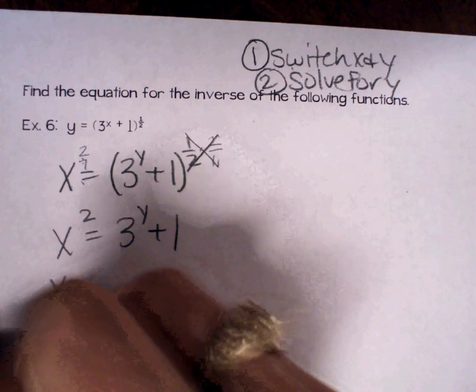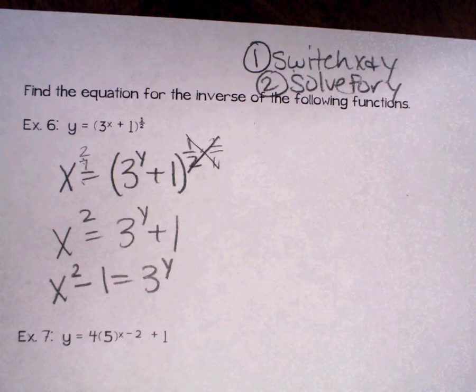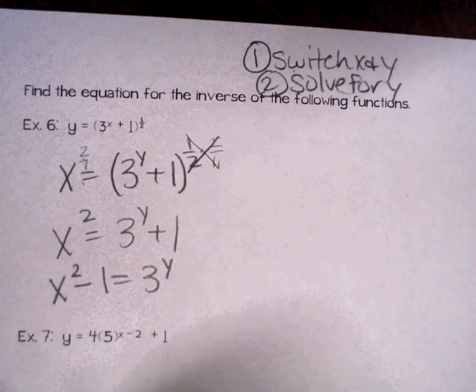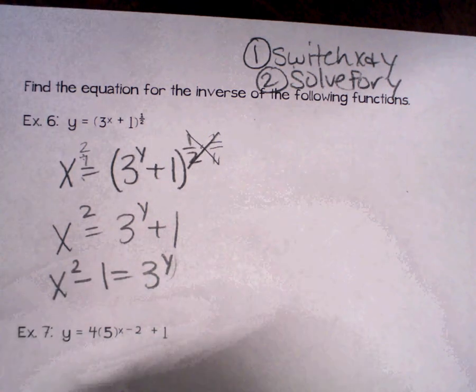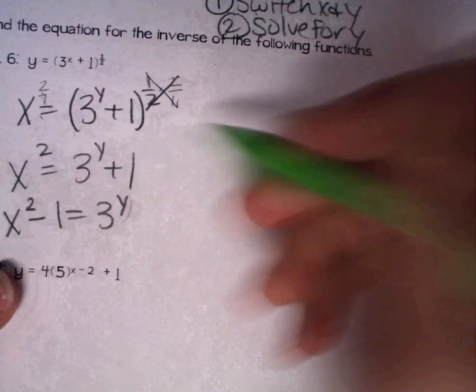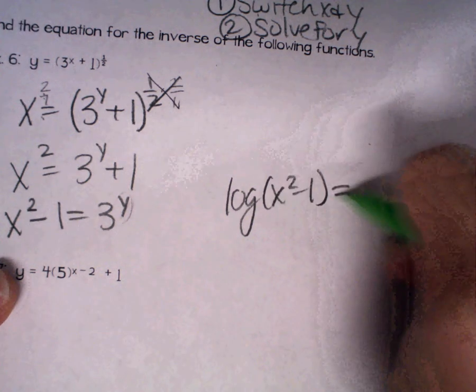Now, just like the front, to get an exponent down, I need the opposite of something exponential. The reason this is exponential is the exponent has a letter. Again, the exponent has a letter, which makes it exponential. So to get it down, I'm going to log both sides. So what happens is I log x squared minus 1, and when I log 3 to the y, I'm going to put that y in front.